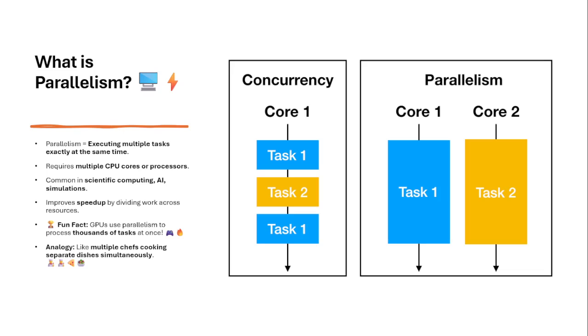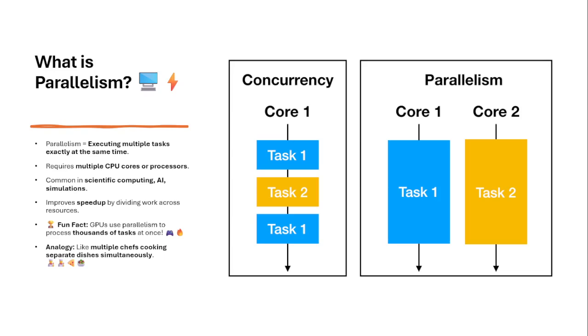You can think of a relay race versus a sprint team. In concurrency, runners take turns passing the baton. In parallelism, multiple runners sprint side by side, each running their own race at the same time. Parallelism is made possible by multi-core processors and distributed computing. Instead of a single core handling all tasks, multiple cores work together, splitting tasks into smaller chunks and processing them simultaneously.